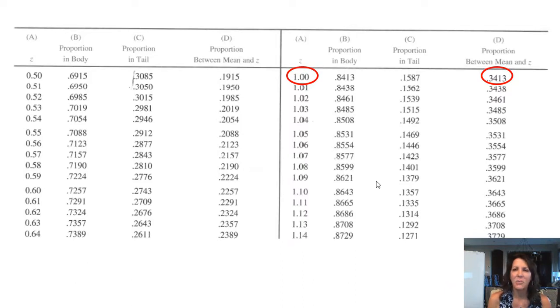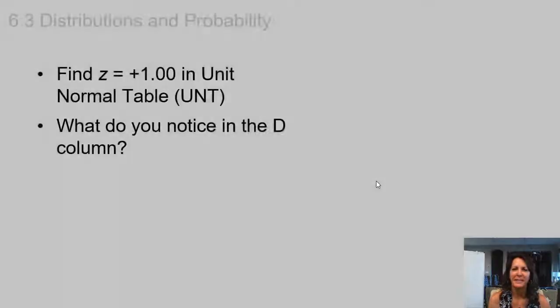I'm going to have you figure something else out too. What if you add up the proportion in the body and the proportion in the tail at this z-score? What do you get? You get 1.0. You get the whole distribution because what's not in the body is going to be left over in the tail. What if you add up column C and column D? What do you get? Well, you get 50%. You get 0.50 because if you add the proportion between the mean and a z and then what's left over in the tail, that'll give you 0.50. Think about that. Play with it a little bit.